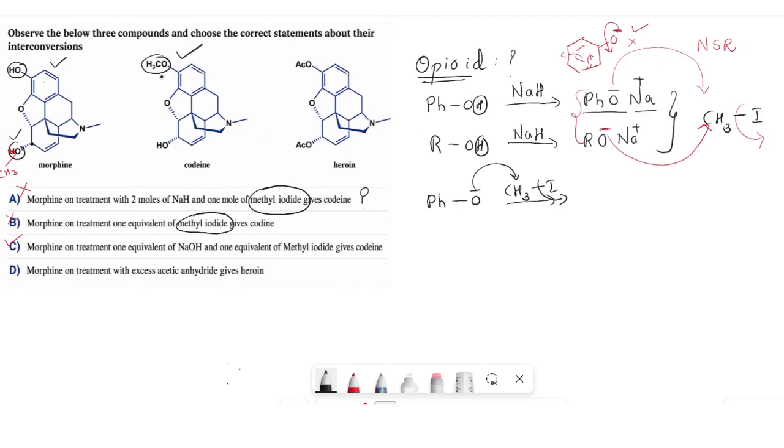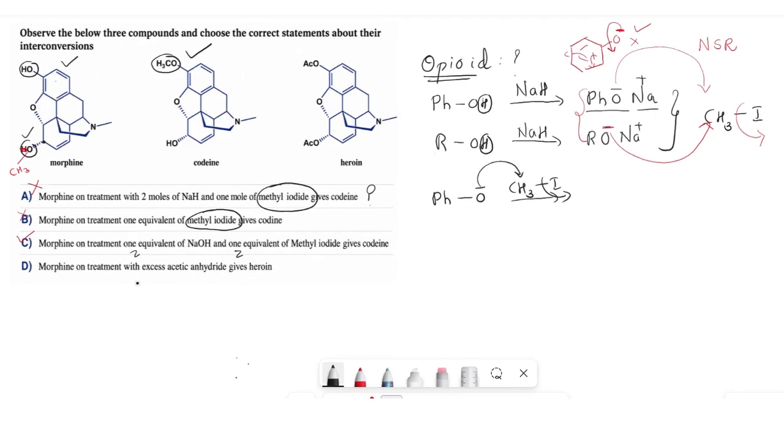Here the negative charge formed, even though it undergoes delocalization, still has to react with methyl iodide. It is undergoing a nucleophilic substitution reaction eventually, and then it will form the codeine. That's the reason we get codeine as a product. So you can again see here, we are using one equivalent to make sure that the methylation specifically happens on this particular oxygen. Now let's see the last part of the question.